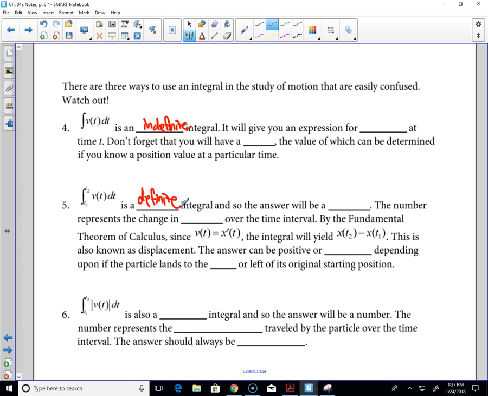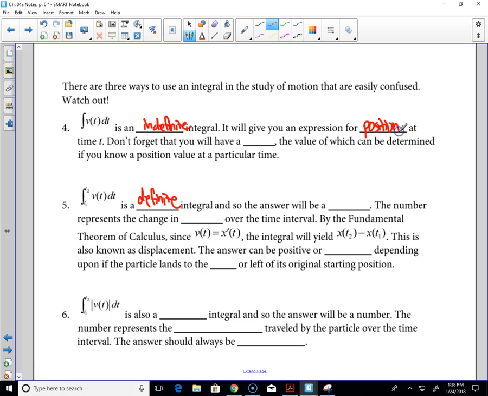Number 4, an indefinite integral will always give you an expression for the antiderivative. In general, for any indefinite integral of f of x dx, it will give you an expression for the antiderivative at x. But in this specific case, if I am integrating velocity, what am I getting specifically? The antiderivative, who is what? Position.